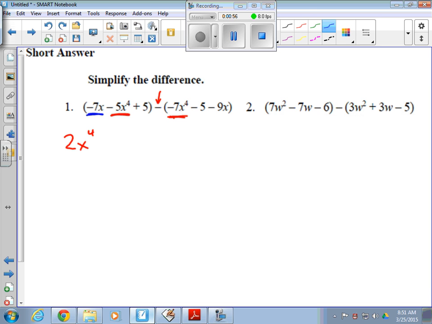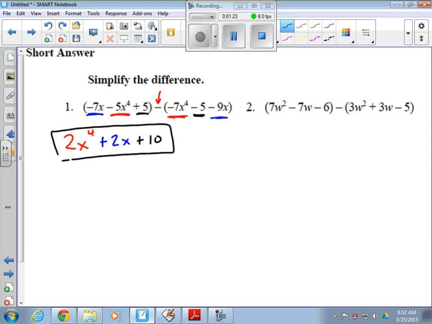Negative 7x minus a negative 9x. Minus a negative, again, means plus a positive. So negative 7 plus 9 is positive 2x. And then the last one are the constant terms. 5 minus a negative 5. Minus a negative, again, means plus. 5 plus 5 is 10. So 2x to the fourth plus 2x plus 10.